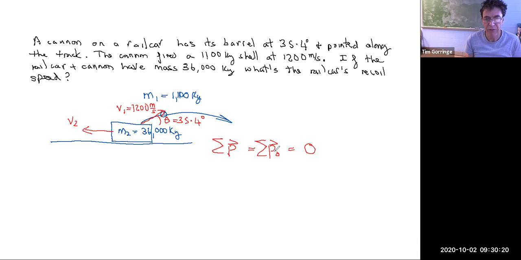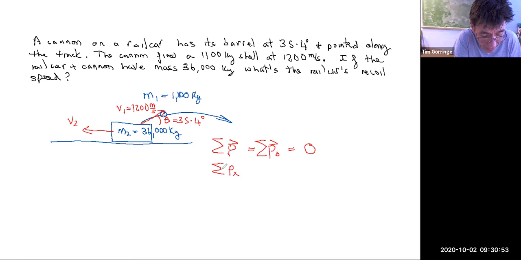Now, momentum is a vector, so it has a size, it has a direction. To solve this problem, because the rail car recoils along the track, we just need to consider the horizontal direction. And we don't need to worry about the vertical direction. So we're actually just going to consider the momentum conservation in the horizontal direction and not worry right now about the momentum conservation in the vertical direction. So let me just write that down to make that clear.